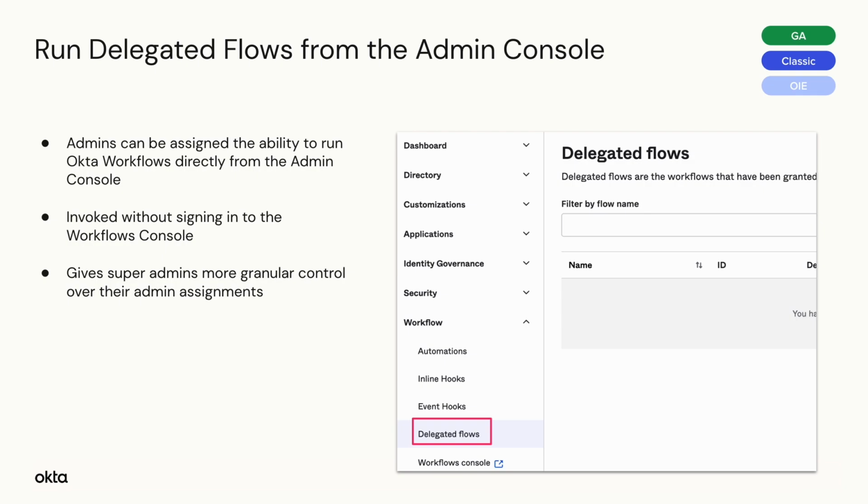Run delegated flows from the admin console. With delegated flows, admins can be assigned the ability to run Okta workflows directly from the admin console. Flows that are delegated to an admin appear on the Delegated Flows page, where they can be invoked without signing into the Workflows console. This gives super admins more granular control over their admin assignments. Learn more about this feature by visiting Delegated Flows at help.okta.com.